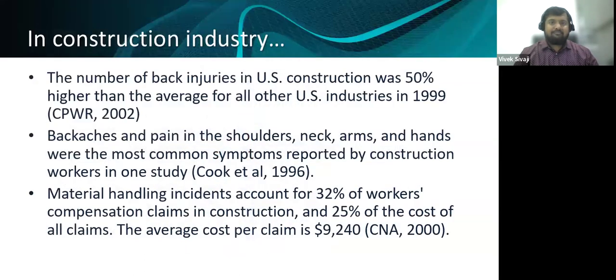You know, for example, like I said, in the construction industry, the number of back injuries in the US construction was close to 50% higher than the average for all other US industries in the year 1999. Now, after what we have seen, these initial reports have not come down. It has just kept going up. Backaches and pains in the shoulders, neck, arms, and hands were the most common types of symptoms reported by construction workers in one study. Material handling accounts for 32% of the workers' compensation claims in construction and 25% of the cost of all claims. The average cost per claim is $9,240, which is a lot.